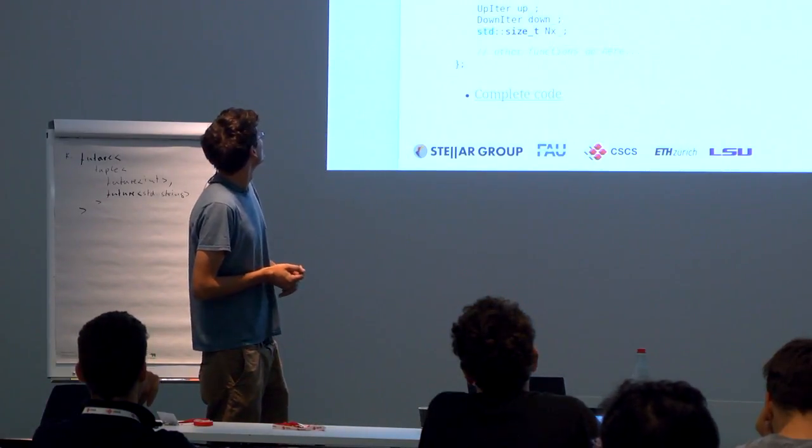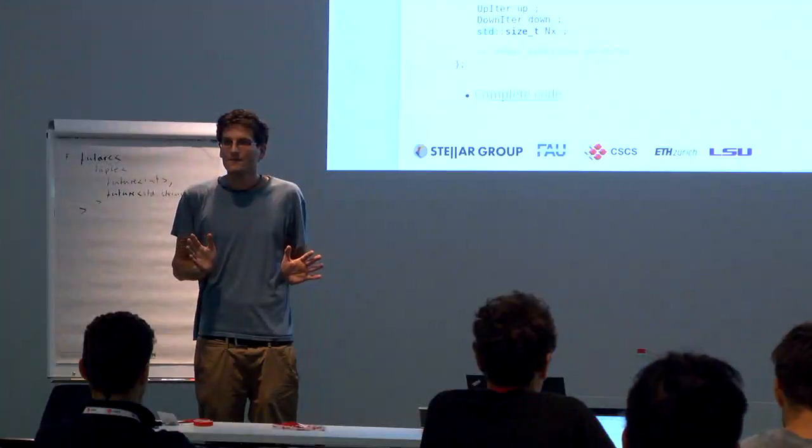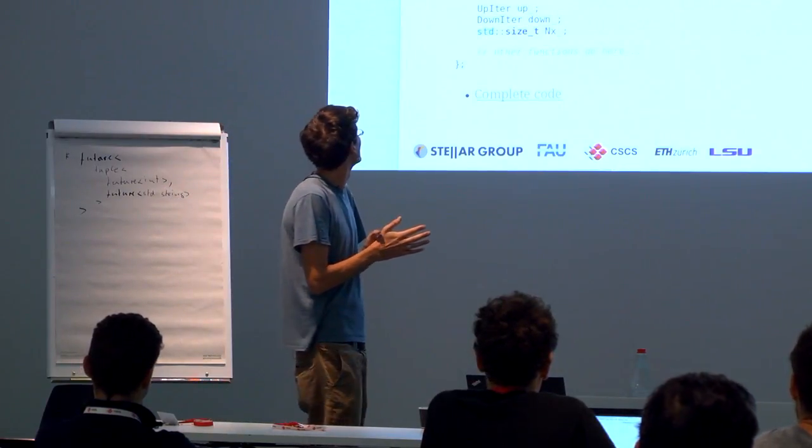Right, and so advancing is very similar to the line iterator. Instead of moving just by one element, we move by n times nx elements, right? And that's how we advance the upper, middle, and lower row, row by row by row. Okay? Is everybody happy with that? Questions?